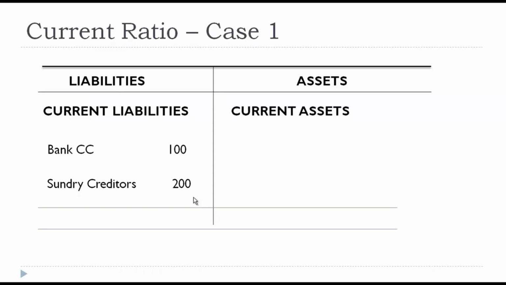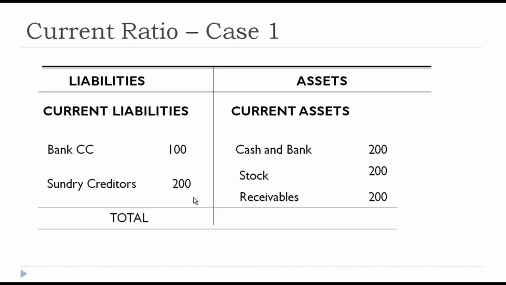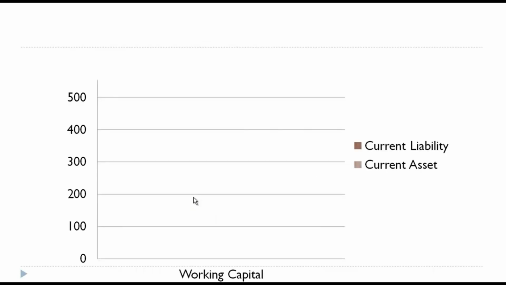And for paying these current liabilities, what are the resources we have? The first resource is cash and bank, which is 200. The second resource is stock, also 200, and the third resource is receivables, also 200. So for paying 300, the resource available with the company is 600. So we have more. We'll plot this in a chart and see how it looks.